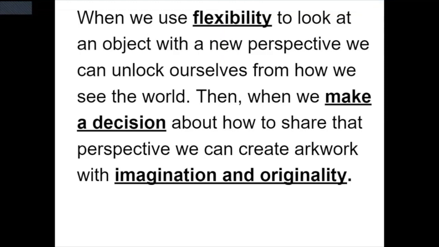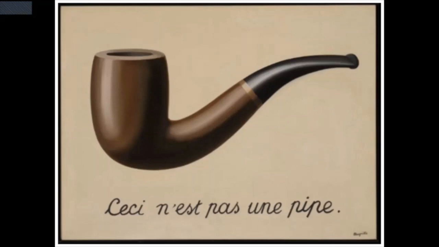So when we consider the cognitive domain of creativity, when we use flexibility to look at an object with a new perspective, we can unlock ourselves from how we see the world. Sort of like Magritte's picture. This is not a pipe. We can unlock ourselves because when we learn what those French words mean, it makes us think, if this is not a pipe, what is it?